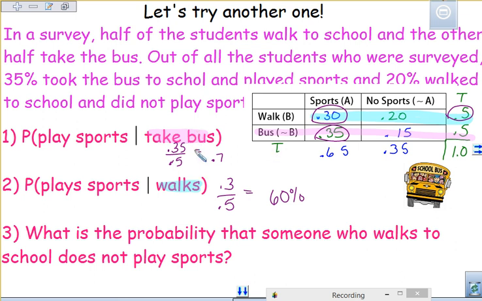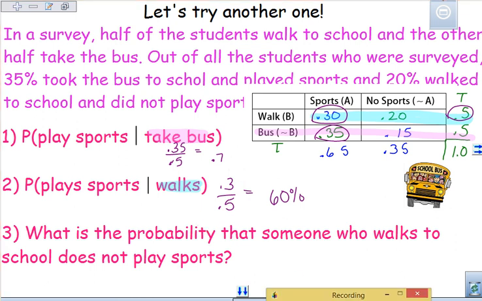So this condition tells us what section to look at. Out of all the bus riders, so out of all the pinks who play sports. Walking, out of all the walkers, that's the condition that has to be met. How many play sports?